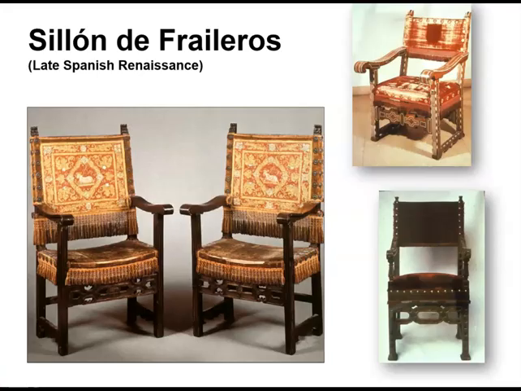Here are a few examples of the Sillón de Fraileros from the late Spanish Renaissance. Notice the front stretcher piece and how it is very close to the seat. We also have fringing around the seat rail and then also at the lower part of the back. Notice the nail head design that helps attach the upholstery to the style. And then in this piece up here on the right, we see this delicate inlay added to the overall design of the piece, and then the fringing on the back.